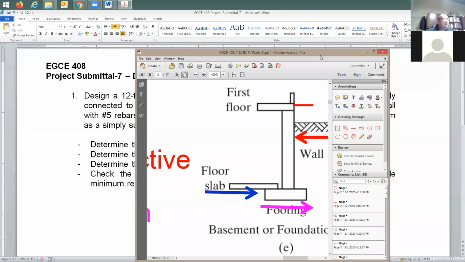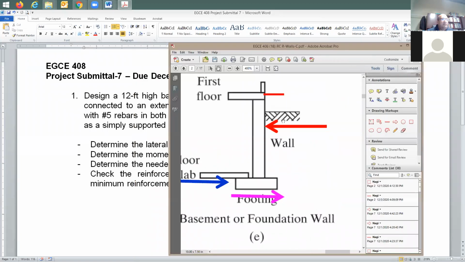So in this submittal again, it is going to be a 12-foot high basement wall, and the soil is going to be filling all the way to here. So the soil is not going to be here, right? The soil is going to be all the way to this point, and the soil pressure is going to be like this. So this is what you need to develop.